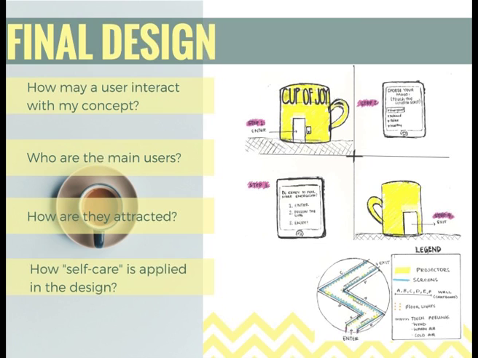Finally, Activity 6 is my final design. As you can see, there is this big Cup of Joy, which will be situated in a public space. To answer the four basic questions: how may a user interact with my concept? It's pretty easy. At the entrance of the big cup, there will be a device or a tablet that, related to self-care, asks the user what kind of mood they want to be in. As soon as they click, each mood is attributed a personalized setting.